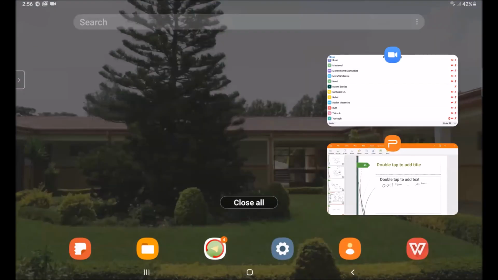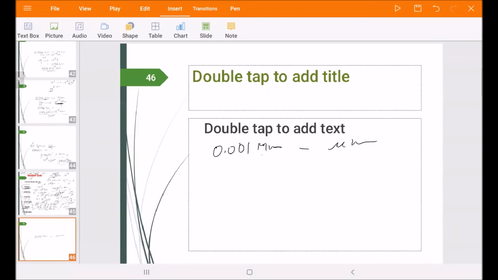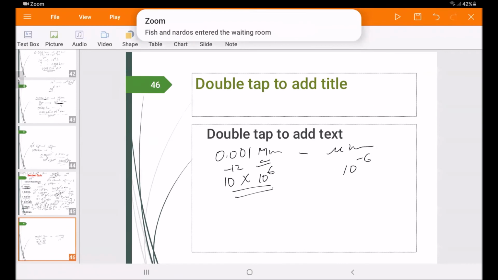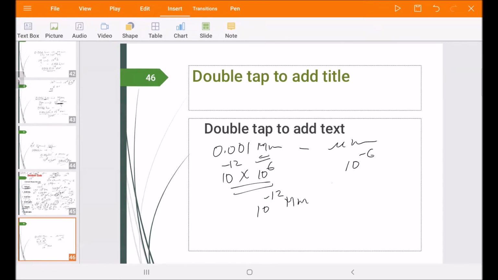Mega, this is 10 to the power of 6. It should have 10 to the power of minus 6 on it. You can either multiply this side by 10 to the power of minus 12, or that side by 10 to the power of 12. So, 10 to the power of minus 12 megameter is equal to 1 micrometer.